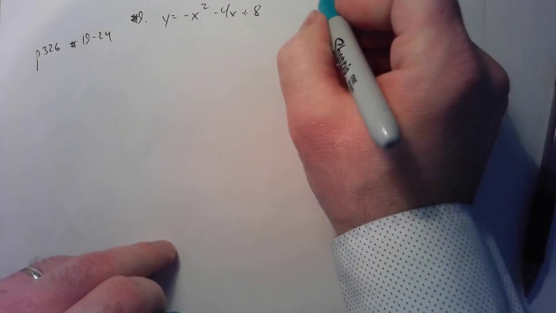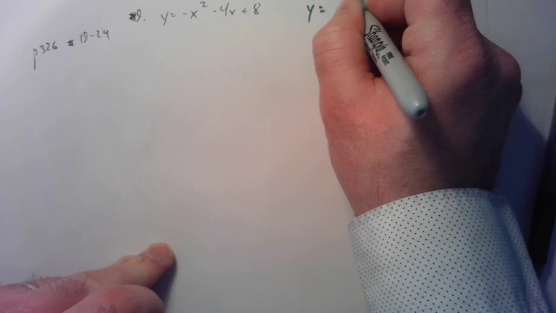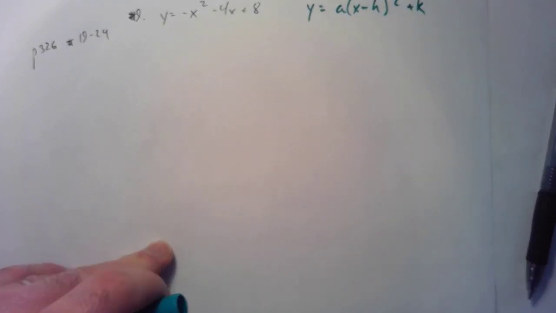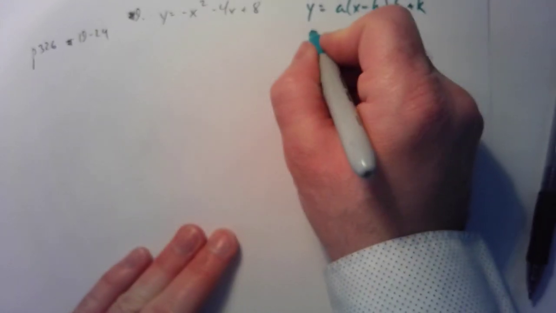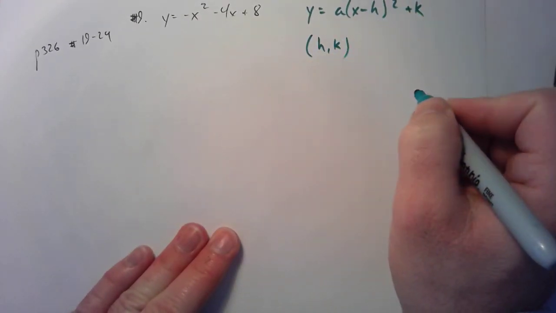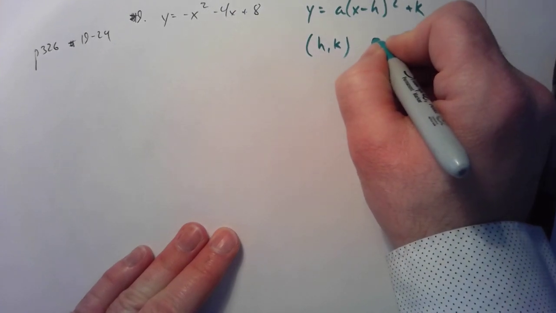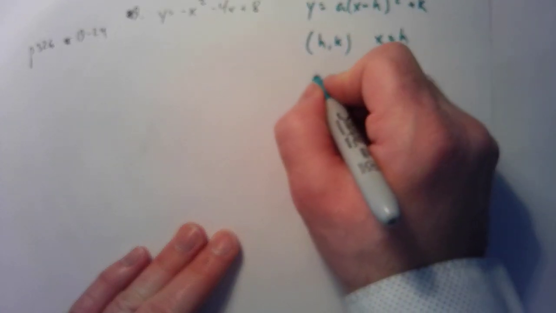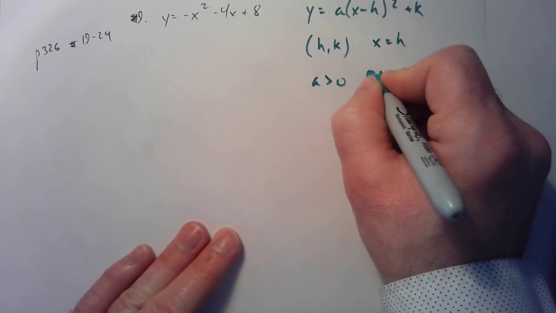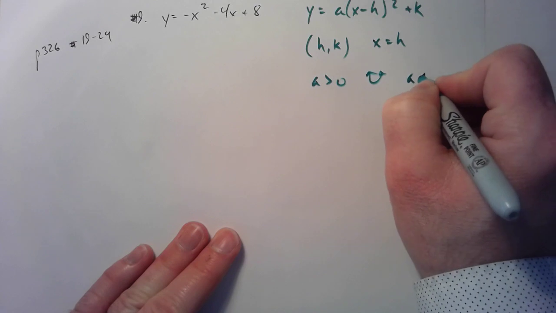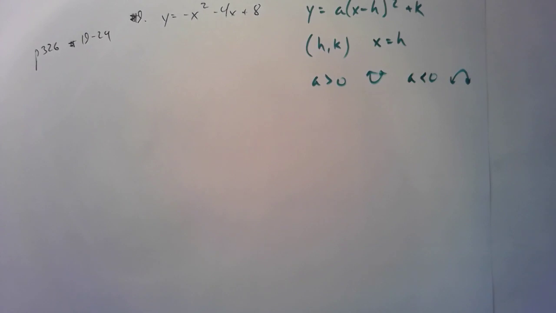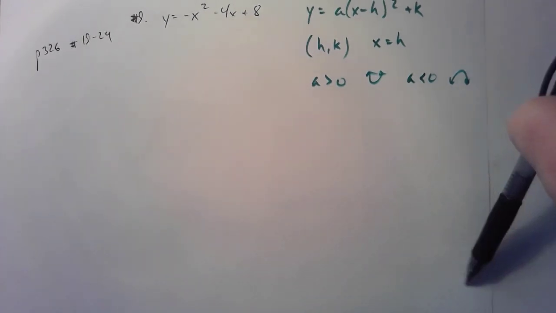Just for our reminder, this is vertex form. Vertex form contains the vertex, which is the point (h, k). The axis of symmetry is the line x equals h. And the direction of opening depends on a. If a is positive, it's concave up. If a is negative, it's concave down. So let's see what we've got. I think it's pretty clear from this that a is negative.